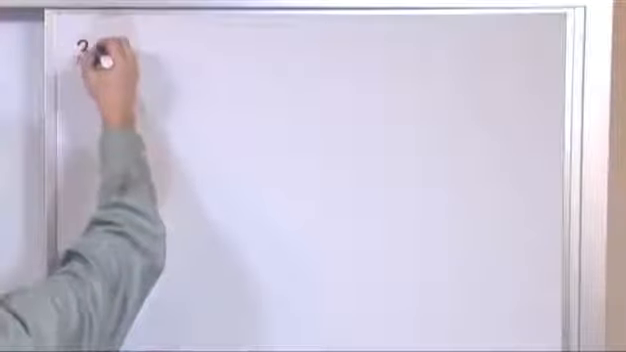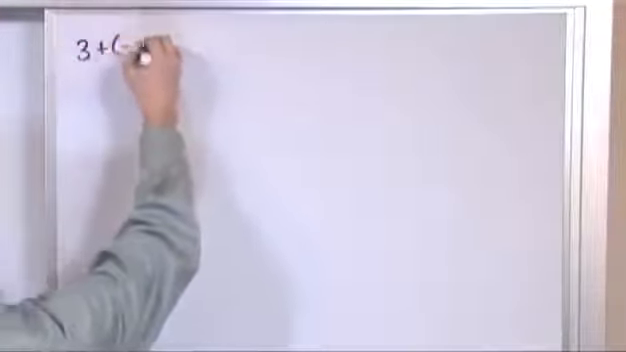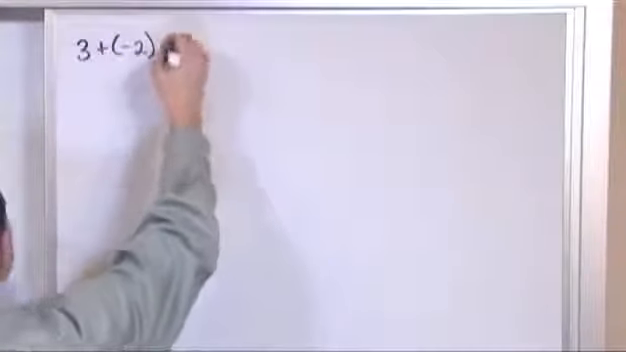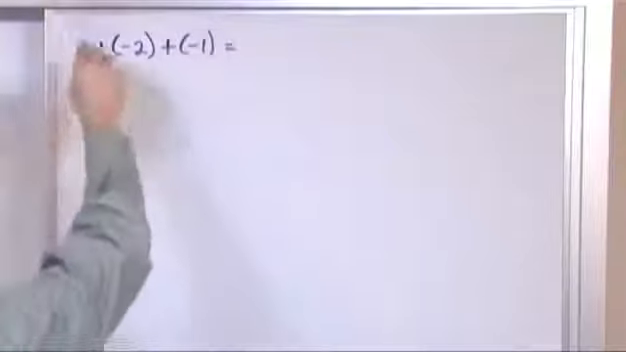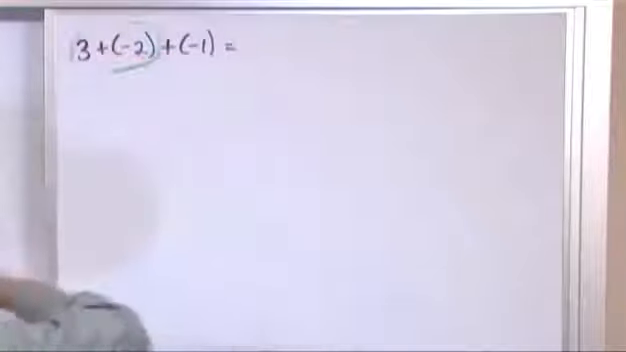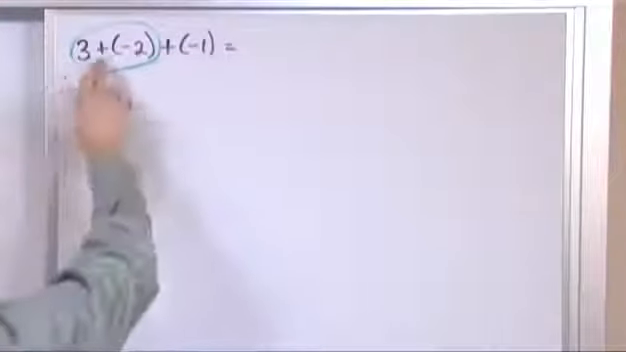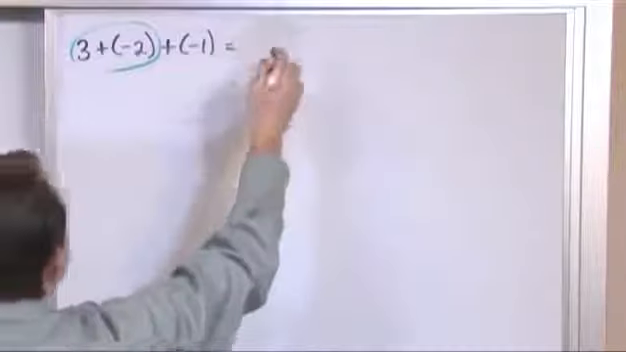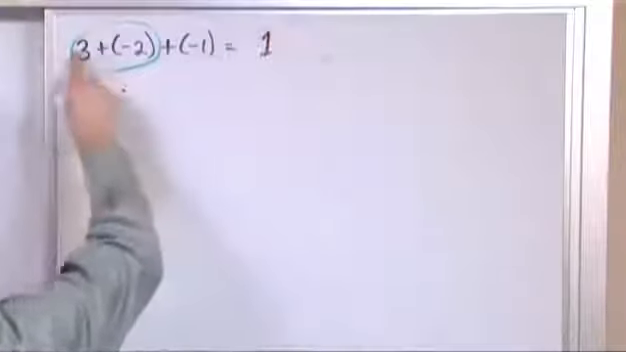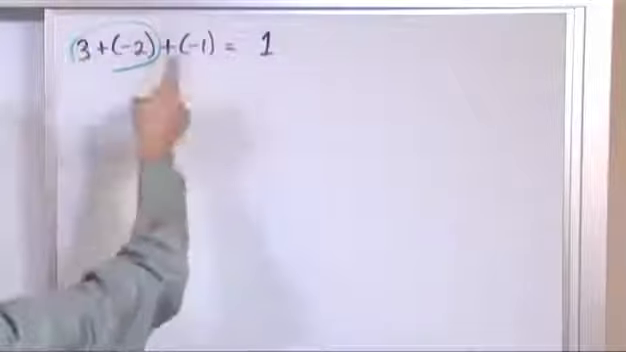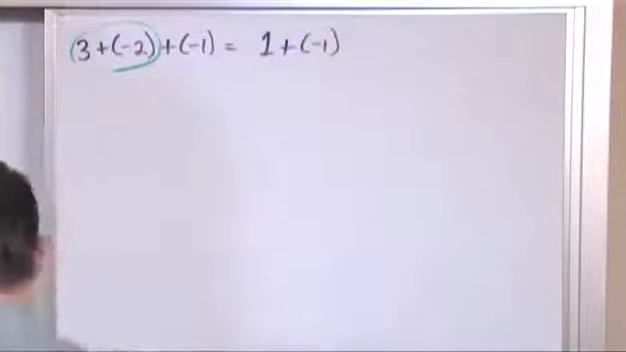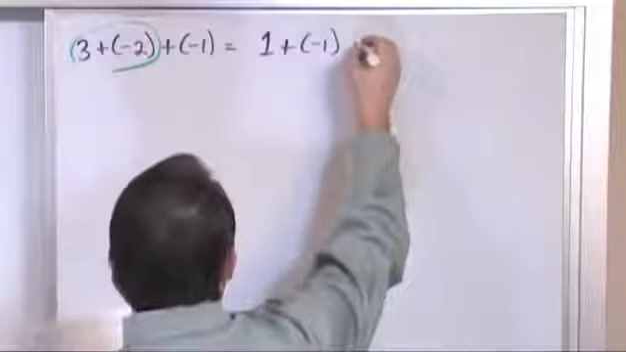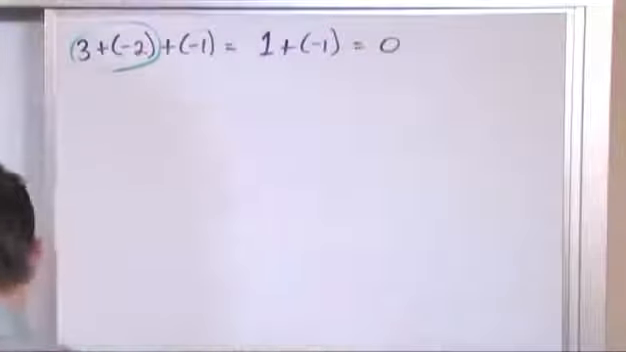Continuing on, if you had 3 plus negative 2 plus negative 1, then you work left to right just like you always do. So you have this guy right here to deal with. Since it's different signs, you're going to end up subtracting them. 3 minus 2 is 1, and the sign comes from the bigger of these numbers, this one, so it's positive, plus negative 1, right? And that's going to give you 0.